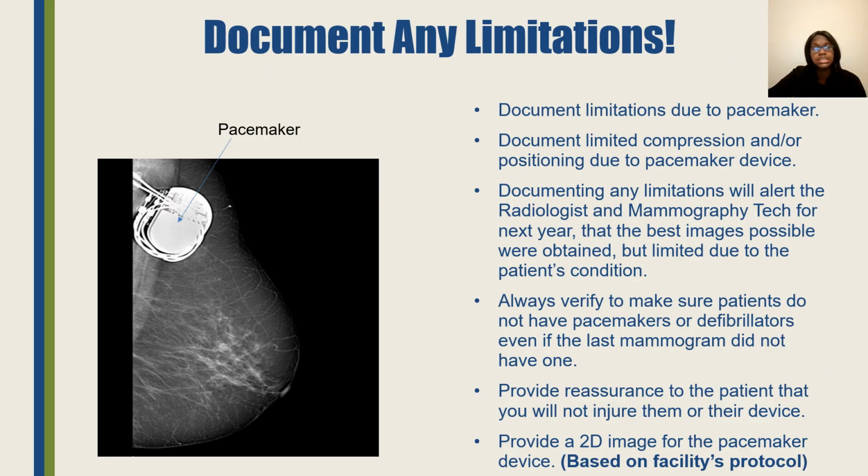Document any limitations, especially if a patient has a pacemaker, if they cannot position correctly for a certain picture, if they're in a wheelchair, if they have a cane, if they can't hold their breath. So if they have a chemo port and you can't compress as much, just make sure you document every limitation inside the patient chart. This is helpful for the radiologist and for the technologist performing the mammogram in the future.